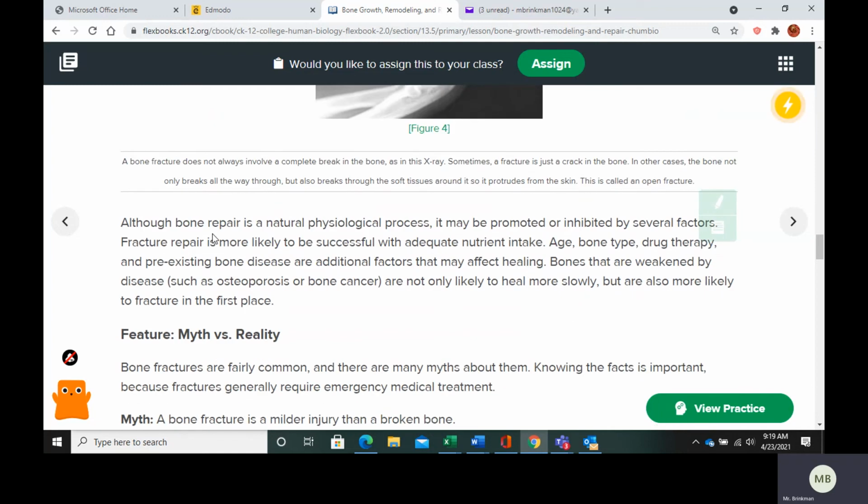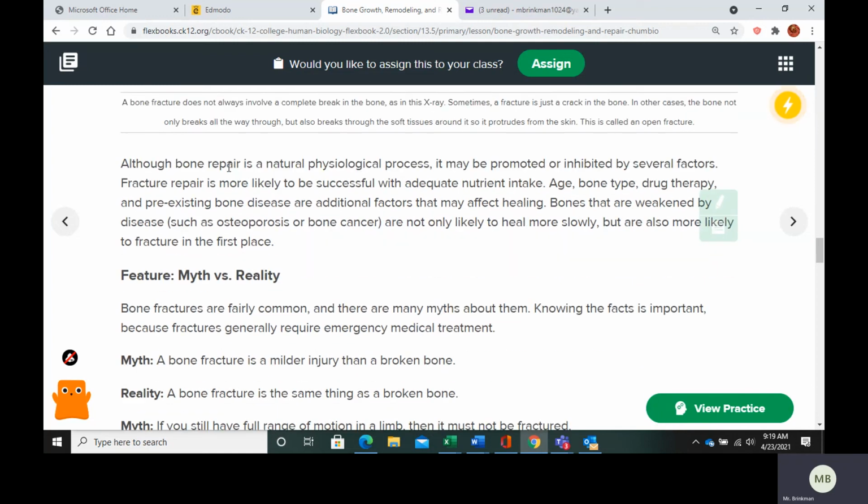Bone repair is going to be promoted or inhibited by certain factors, and I'll let you go through those on your own.